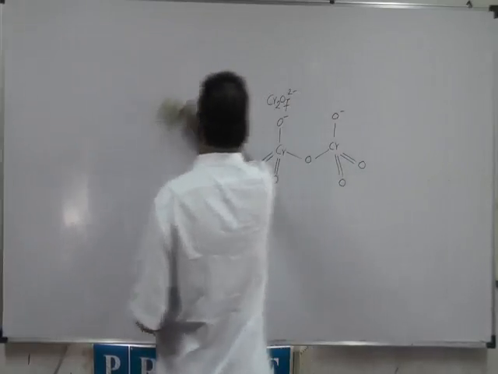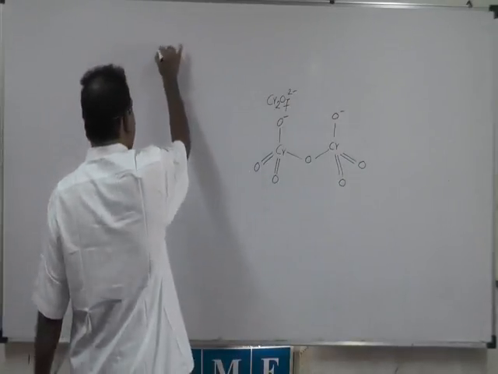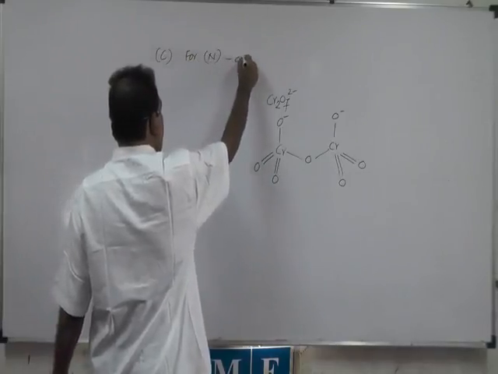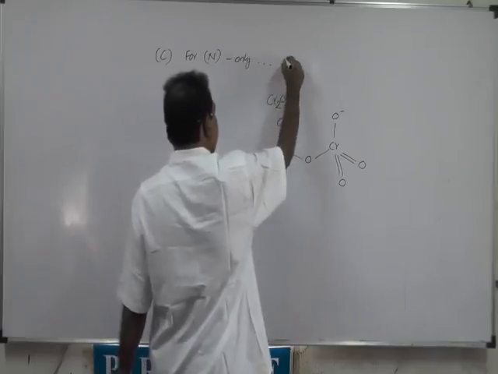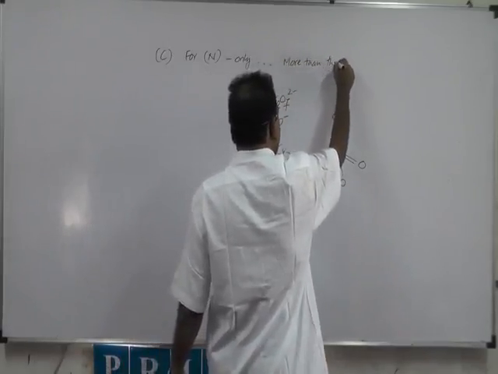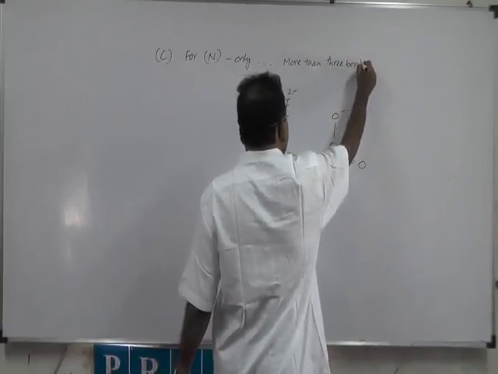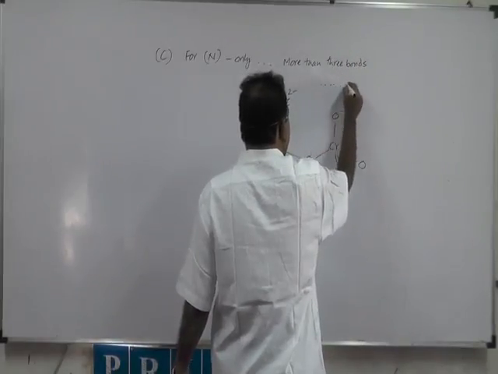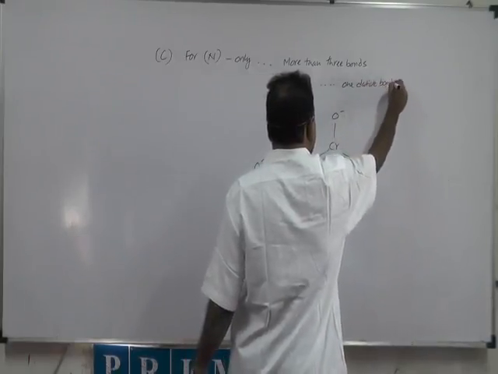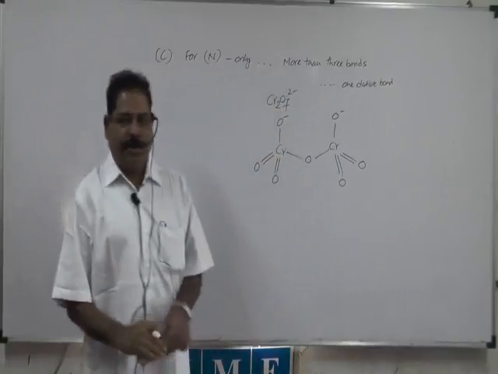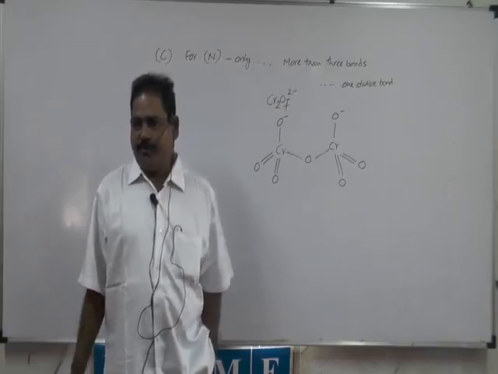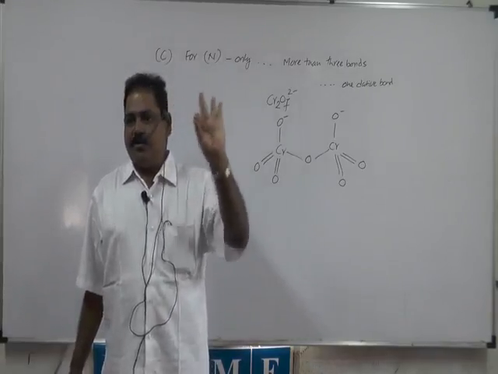C. For nitrogen only, this is for nitrogen atom only. More than 3 bonds, what to do? One dative bond. What is a dative bond? Coordinate covalent bond. Because nitrogen cannot form 4 covalent bonds. How come it has just got 3 unpaired electrons?